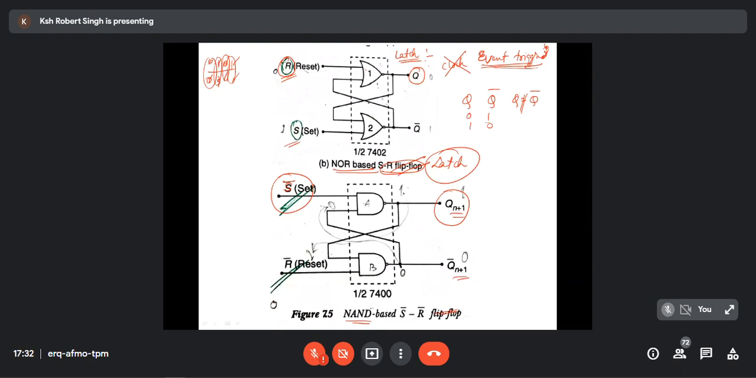And this is your S bar and R bar. If I want to make it S and R, because it looks inconvenient, then you have to put one more NAND gate. You know a NAND gate becomes a NOT gate when both inputs are connected together. So you put S here, and here you put another NAND gate with both inputs shorted, and put R. This S will become S bar, R will become R bar.